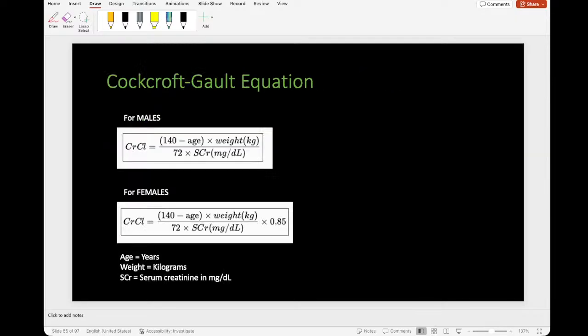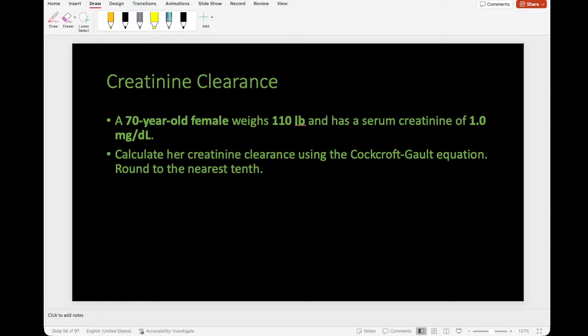They're very simple ones. Creatinine, Cockcroft-Gault equation, another one commonly used, separated between females and males. The only separation is really that 0.85, which is multiplied by the creatinine clearance that's calculated here. And then here's a practice question on that.